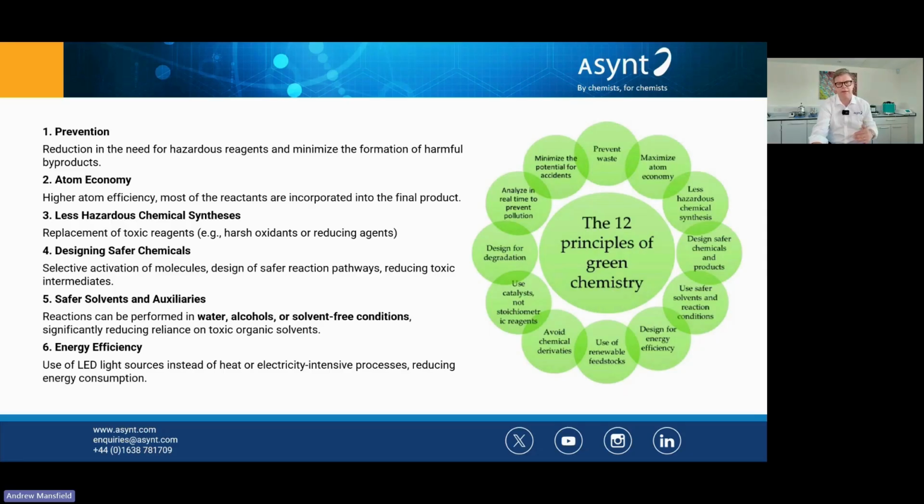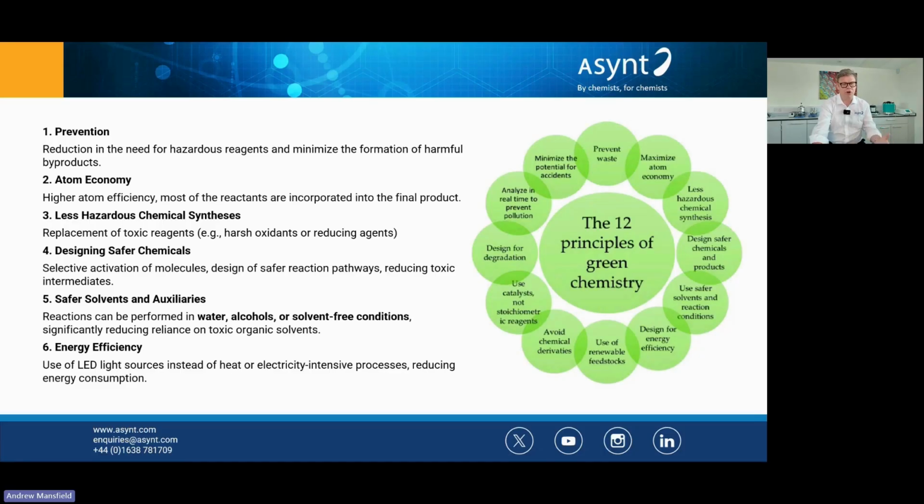And I'm not going to go into this in any detail. This webinar is recorded, so we can go back and look at this in more detail. But we can reduce hazardous reagents, in that prevention of using difficult to handle and scalable reagents. We have better atom efficiency, less hazardous chemical synthesis. We can design for safer chemicals. We can be more selective in the activation of molecules and design novel reaction pathways.